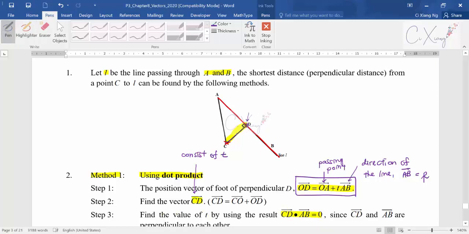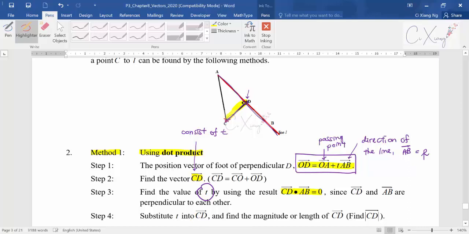Since you know that the direction CD and the direction of AB are perpendicular to each other, you can use the result CD.AB equals 0. Then from there, you find the value of t, and eventually you substitute the value of t into CD, and after that, you find the magnitude or the length of CD. Okay, so this is how we find the shortest distance from a particular point to a line. All right, so this is the first method that we have.